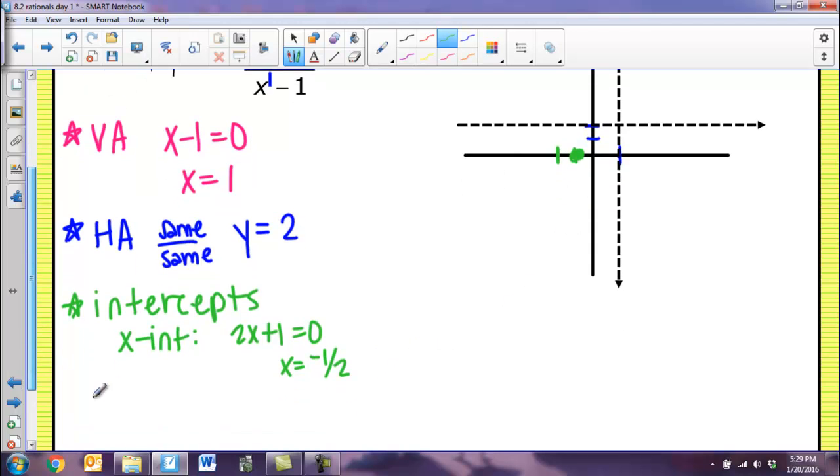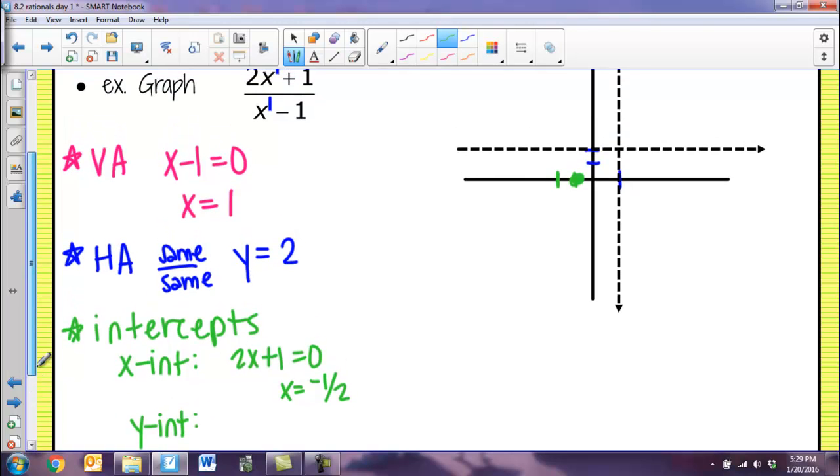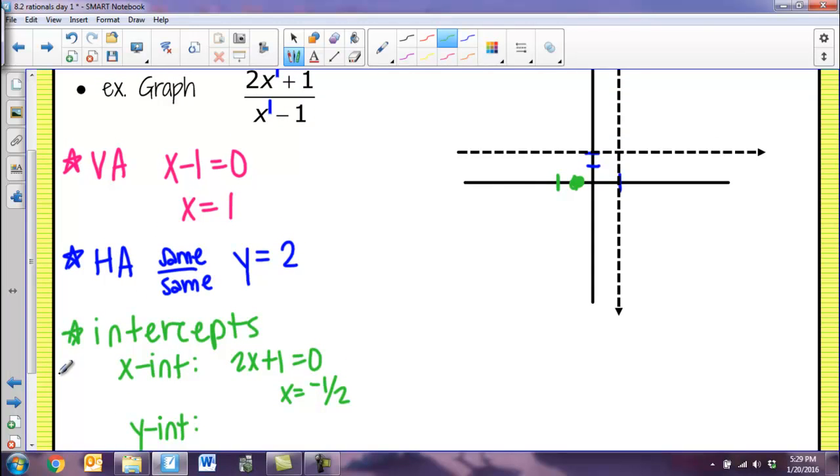Okay, and finally I'm going to find my y-intercept by plugging in x equals 0 into this equation. So if I plug in x equals 0 here, this guy cancels, it'd be 1 over negative 1. So my y-intercept would be at 0, negative 1. Okay, so I'm going to plot that point.